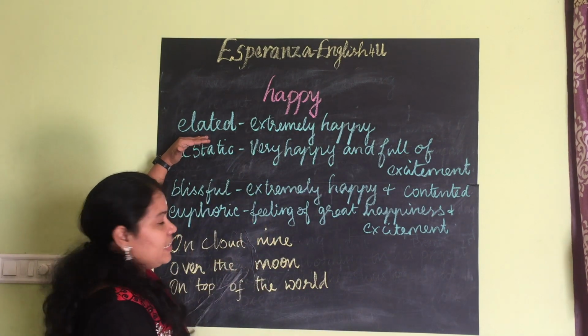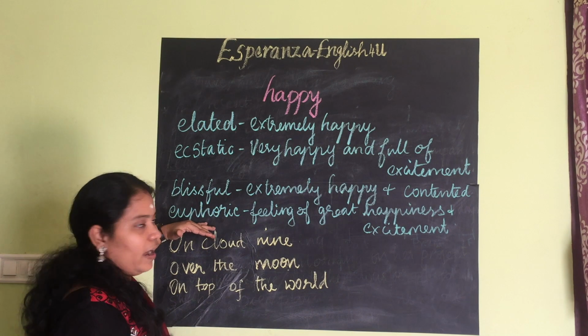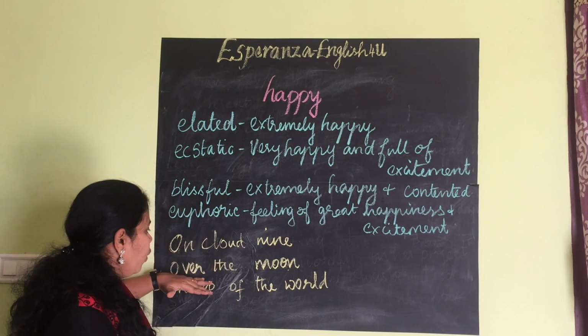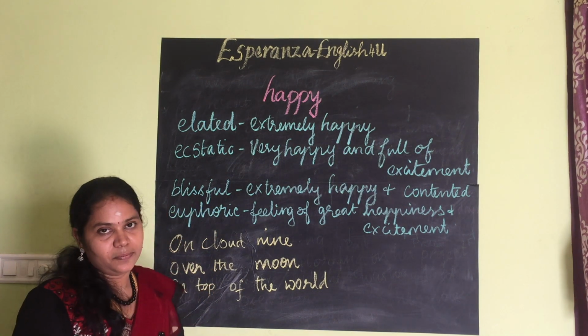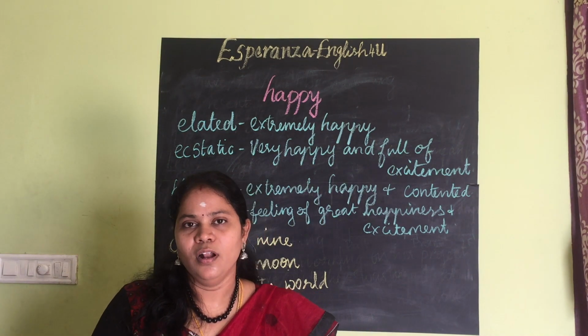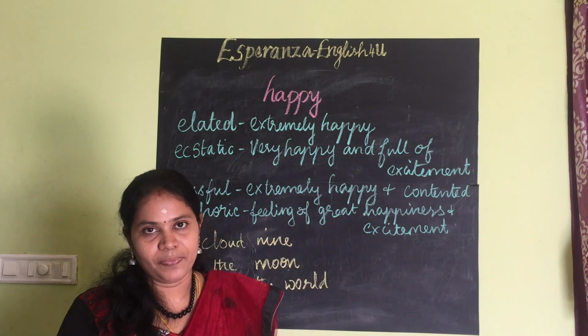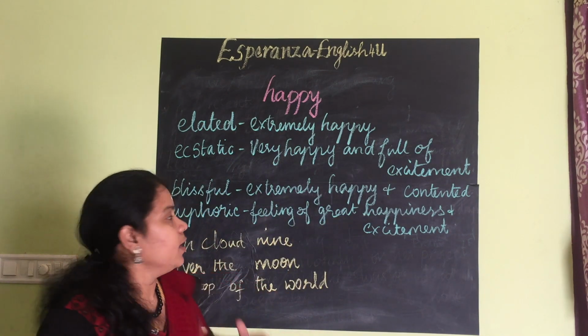The first thing is elated, ecstatic, blissful, euphoric, and the idioms on cloud nine, over the moon, on top of the world. The other terms are such as delighted, glad, cheerful, we are often using. So you can use these terms also instead of happy. So let us see one by one.